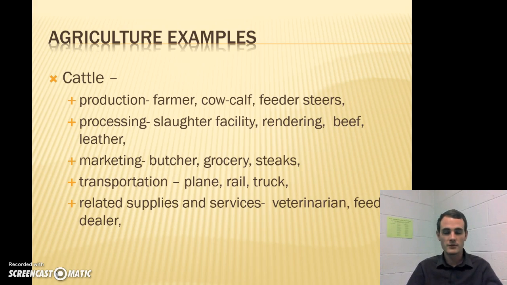There's going to be people that work in the slaughter facility. They're rendering the beef, and then also leather production comes from cows. So they're processing that to make a different product. There's the marketing. The marketing is the butcher, the grocery store, the person that cuts up the steaks and then sells them to you. And then transportation, it's got to get from the farm to the grocery store somehow. It's got to get from the slaughterhouse to the grocery store. And it also has to go around the world to feed people in different areas. So that can happen through plane, train, or truck.